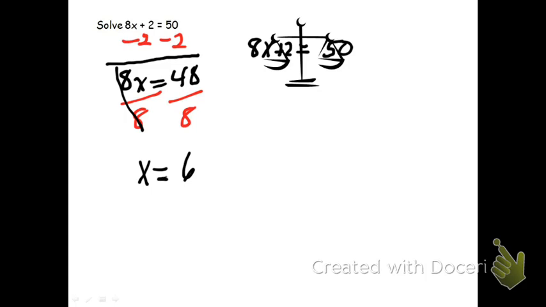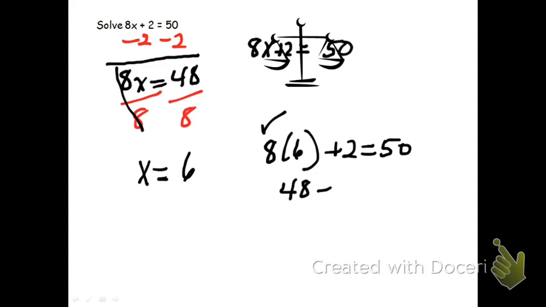Again, the next part's very important. Let's check it to see if it works. Is 8 times 6 plus 2 equal to 50? 8 times 6 is 48, plus 2 is equal to 50. So it works out. We're good to go.